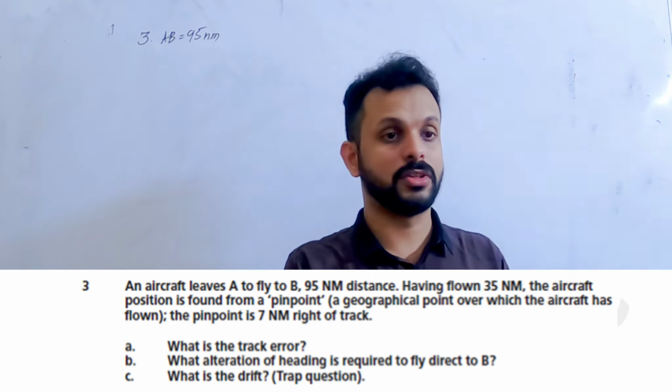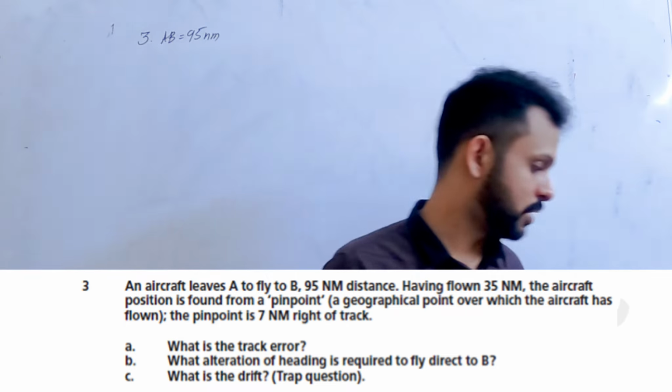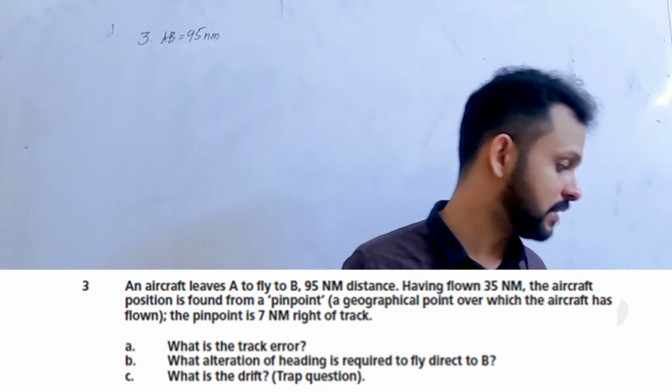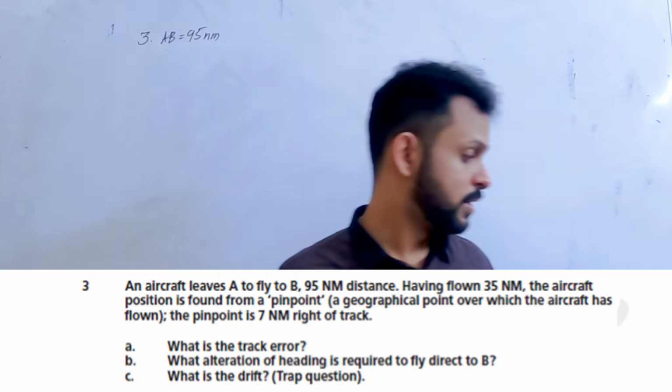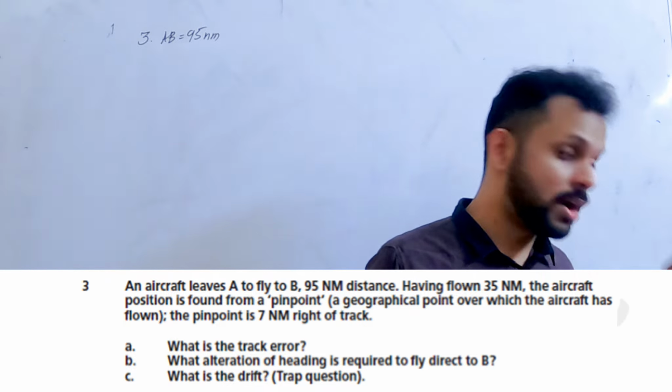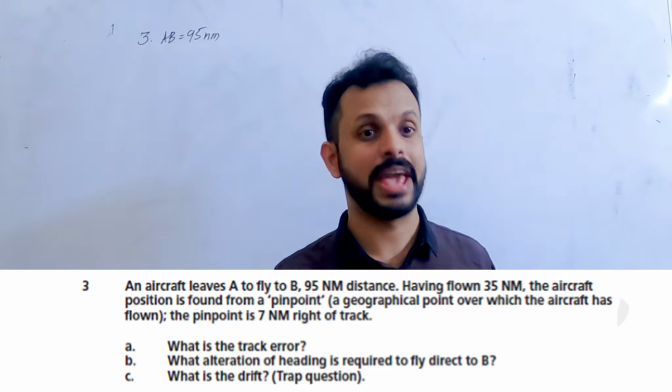I've been discussing this pinpoint for so long. For most of the questions we have marked that lake, stadium, it's all pinpoint, which is a geographical point over which the aircraft has flown. The pinpoint is 7 nautical miles right of track here. So now I position fix myself and I found myself on the chart over a particular hill or something.